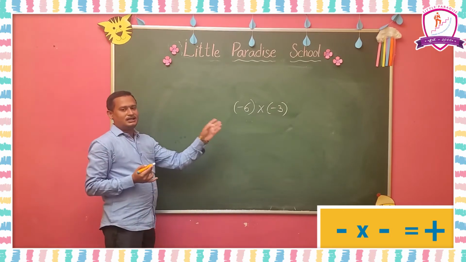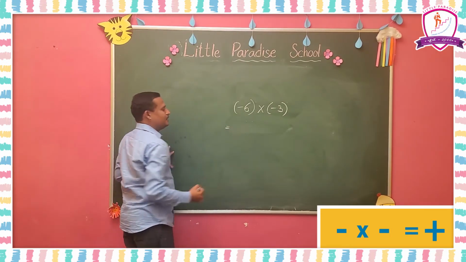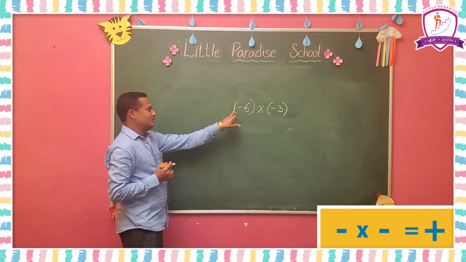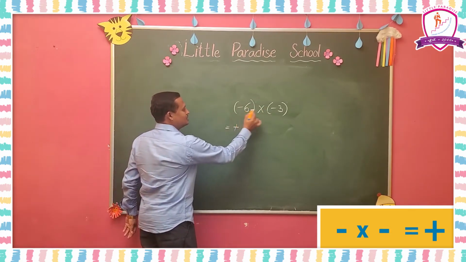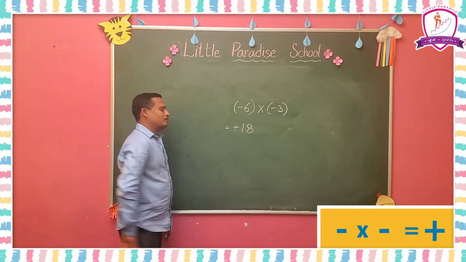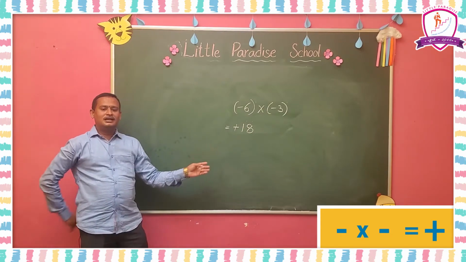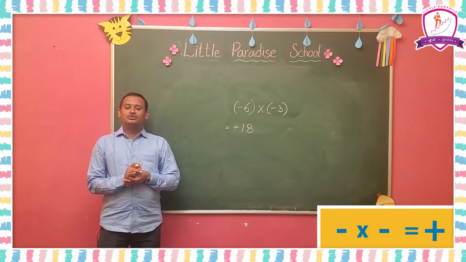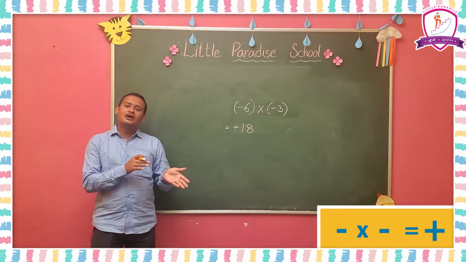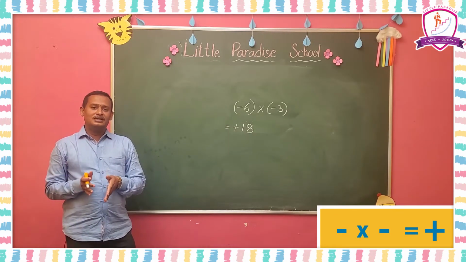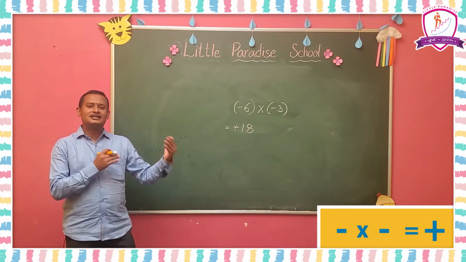So these two are negative integers. When we are multiplying, first we have to multiply the symbols. Minus into minus, we will get plus as the answer. Then 6 3s are 18. So plus 18 will be the answer. That means when we are multiplying two integers with the same sign, two positive integers or two negative integers, we will get a positive integer as an answer.